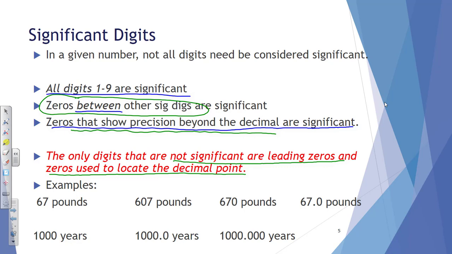That number's probably been rounded off. We would say that the 1 is significant, but those zeros are probably just rounded off digits, and so this number only has 1 significant digit in it, and it is the 1.